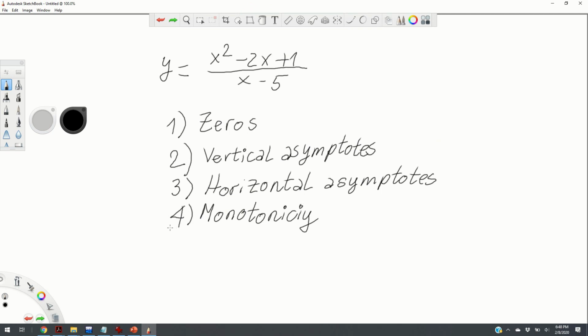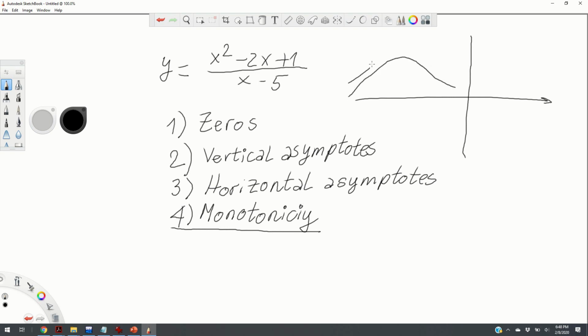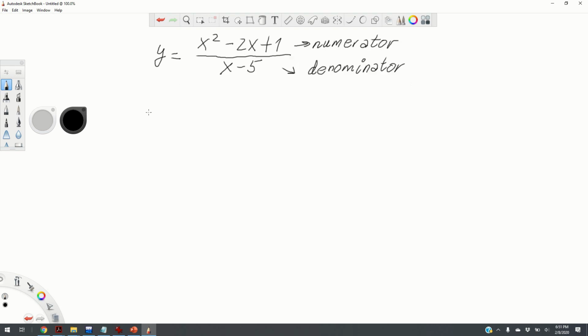And finally, we need to investigate the function monotonicity. So what is the function monotonicity? Well, we want to investigate for which values of x the function is increasing and for which values of x the function is decreasing. So by performing these 4 basic steps, we can sketch the function graph. Okay, so let's start with the first step, zeros.